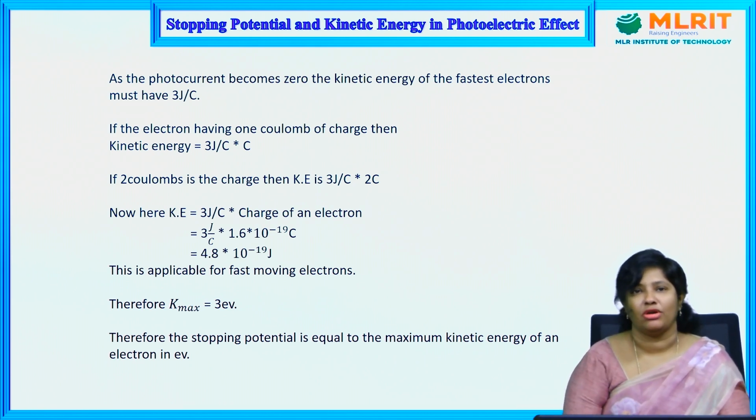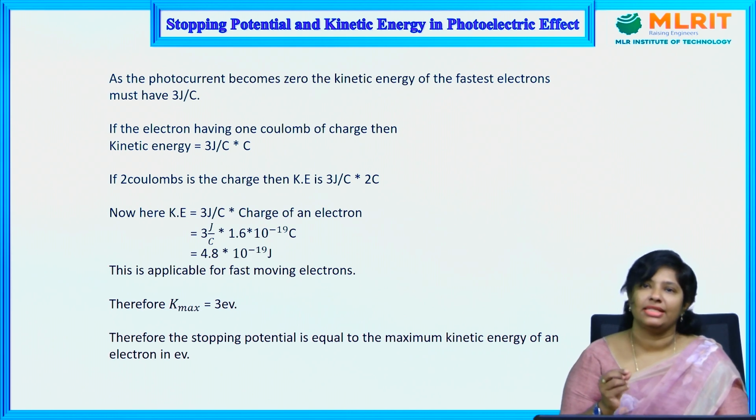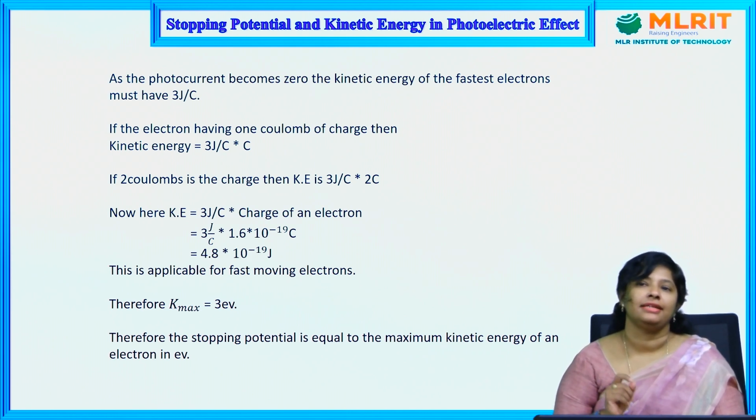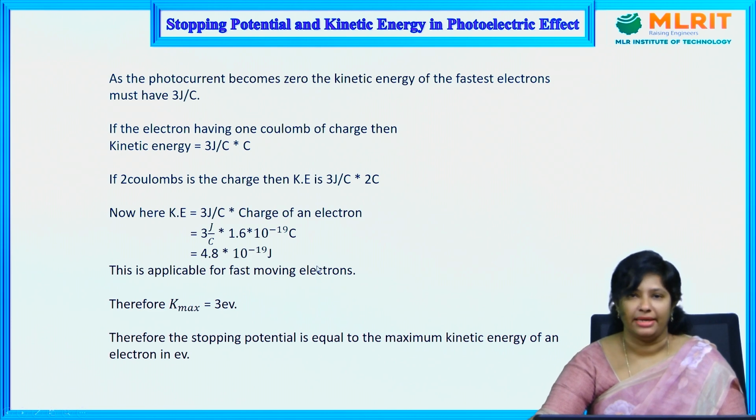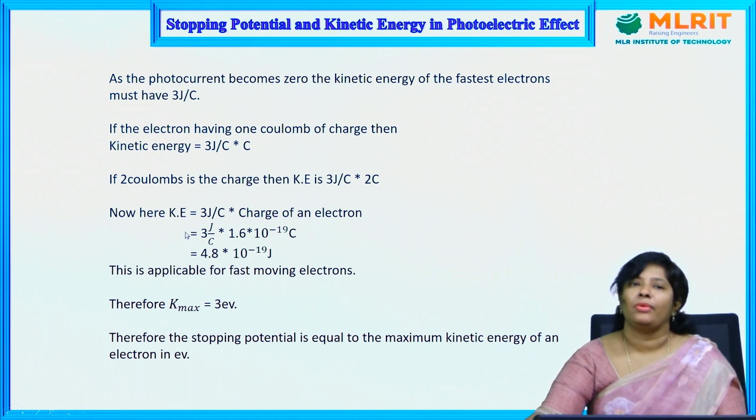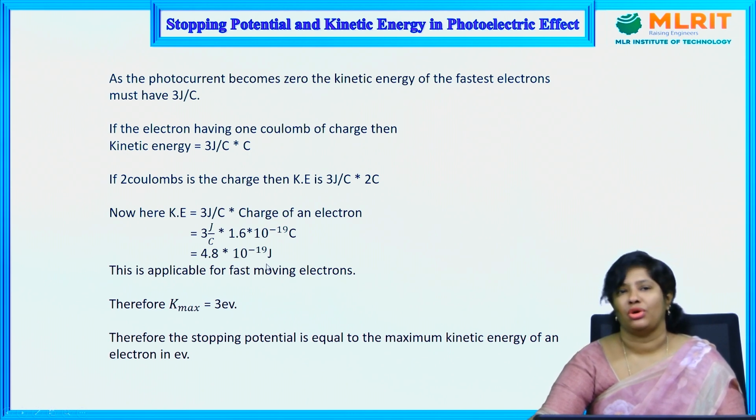But here we are concentrating on a single fastest electron, and how much kinetic energy it has carried. So, for that, the kinetic energy is 3 joules per coulomb times the charge of an electron, which is nothing but 1.6 times 10 to the power of minus 19 coulombs. And upon simplification, we get the kinetic energy as 4.8 times 10 to the power of minus 19 joules.